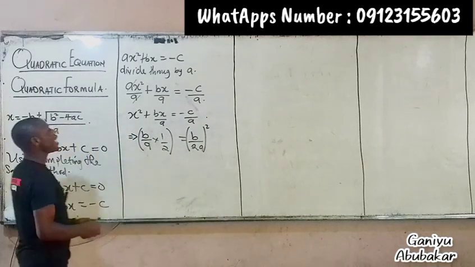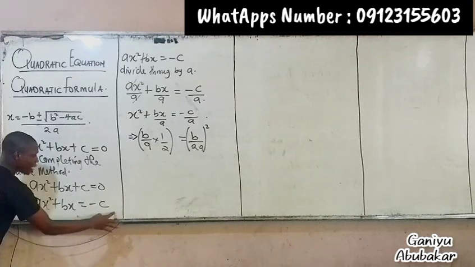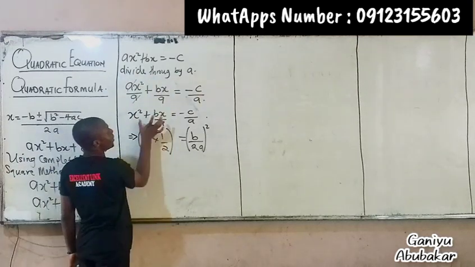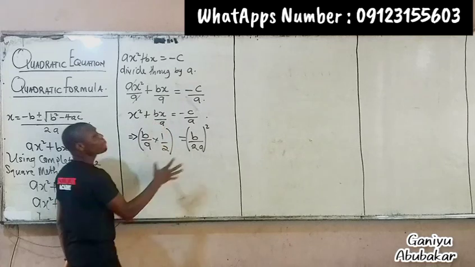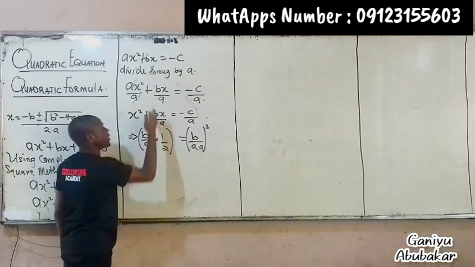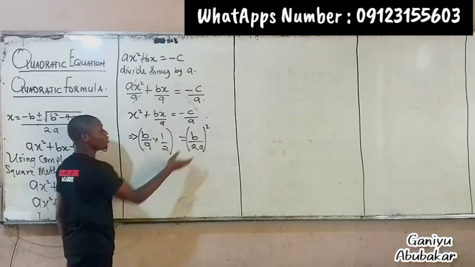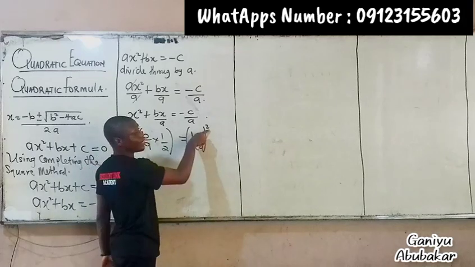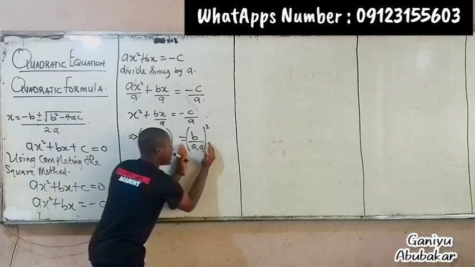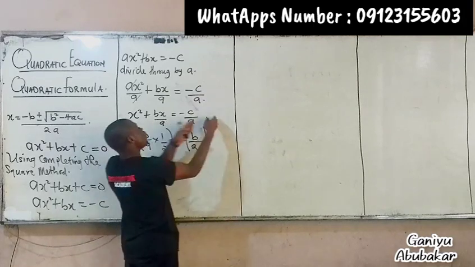We said at this point, after putting c to the other side, next divide through by a. After dividing by a, pick out the coefficient of x, which is b over a. Multiply by half. Of course, I have this. Next, you square it. Now, this result here, you will add to both sides of the equation.